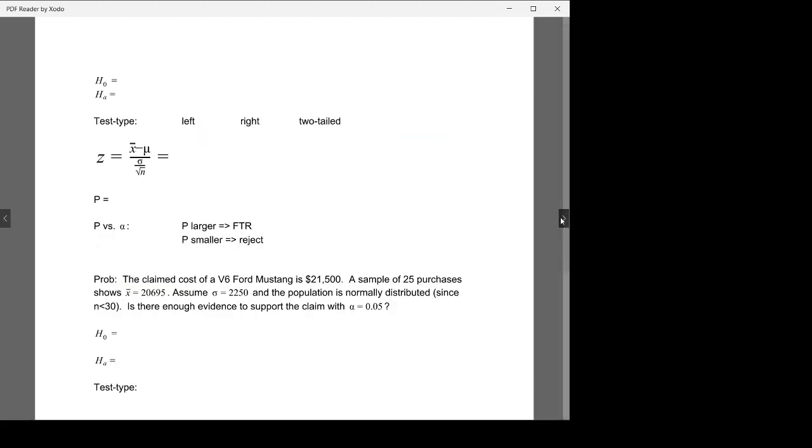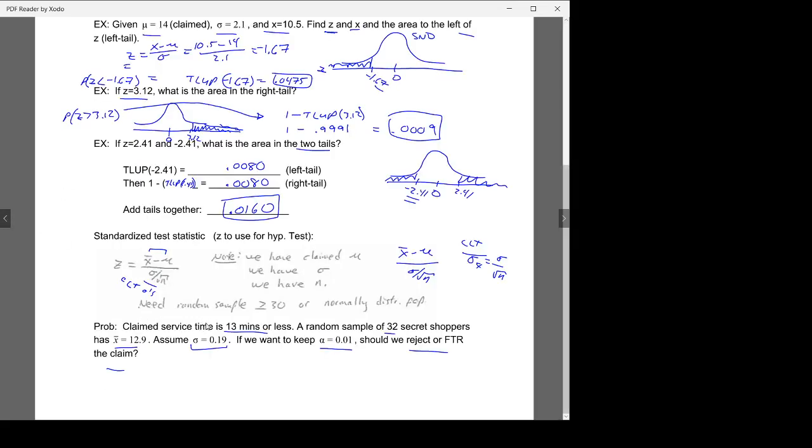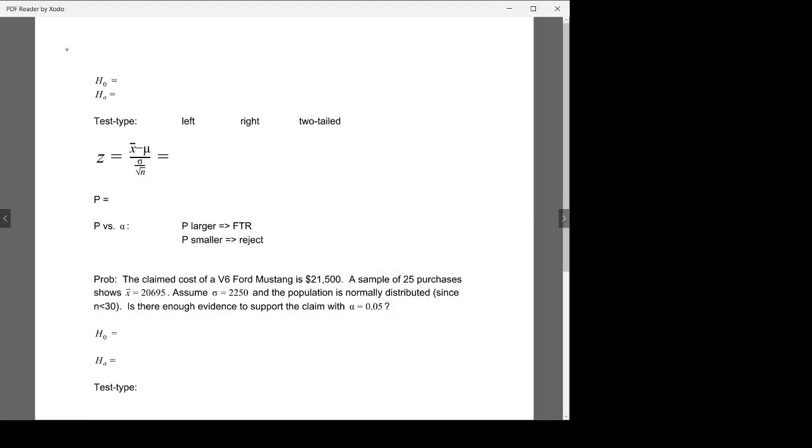The skeleton says identify the null and alternative hypothesis. The claim is that our service time is 13 minutes or less, so that's an average service time. So the claim is that mu is 13 minutes or less. The alternative is just that it's greater than 13. So from the alternative hypothesis, greater than 13, we know it's a right-tailed test.